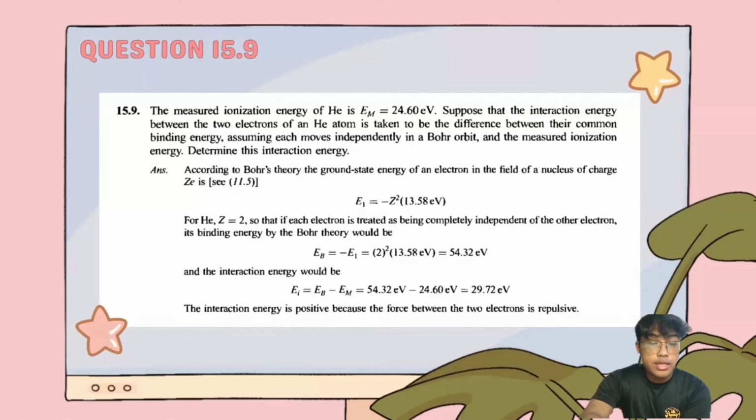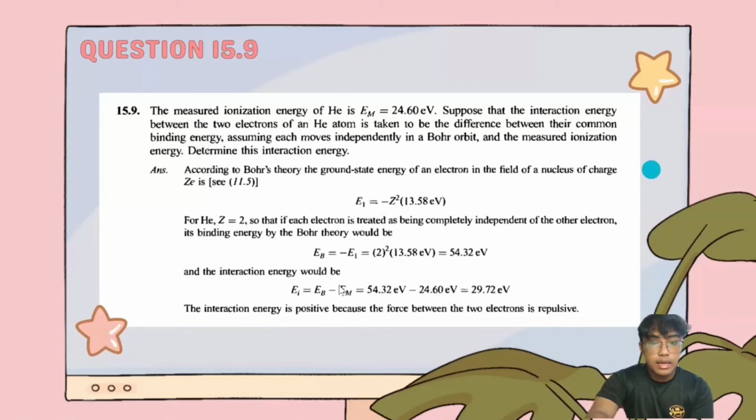According to Bohr's theory, the ground state energy of an electron in the field of a nucleus of charge Ze is E1 equals negative Z to the power of 2. So we include the value of energy. For He, Z is 2, so that if each electron is treated as being completely independent of the other electron, its binding energy by the Bohr theory would be.